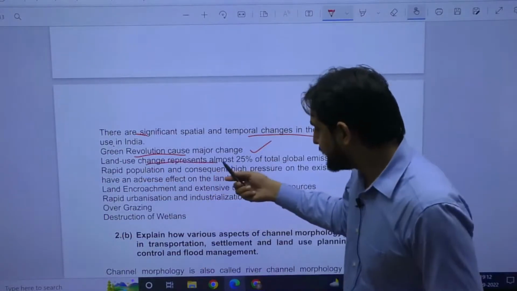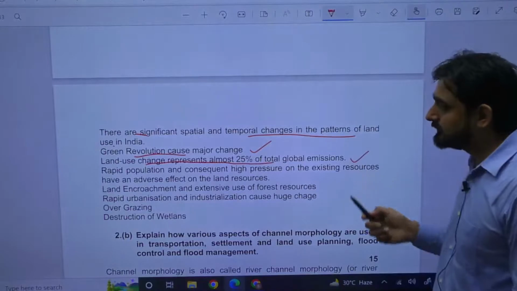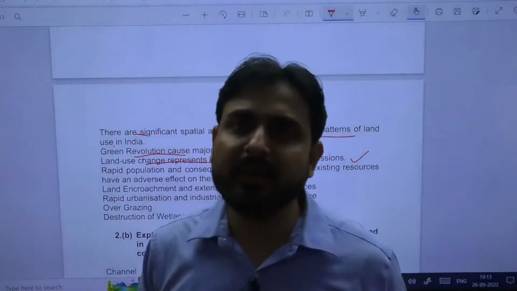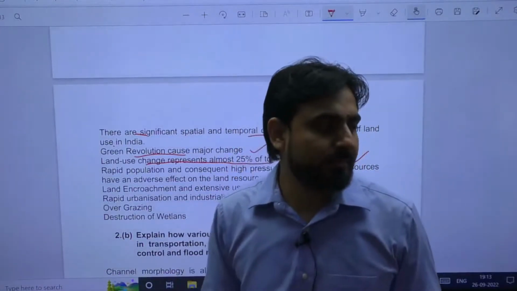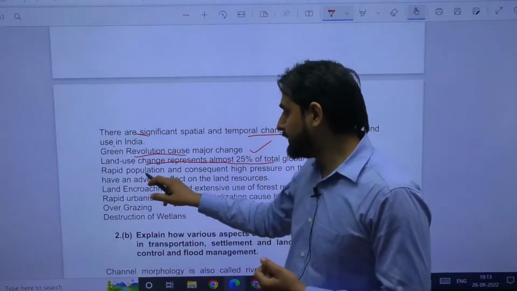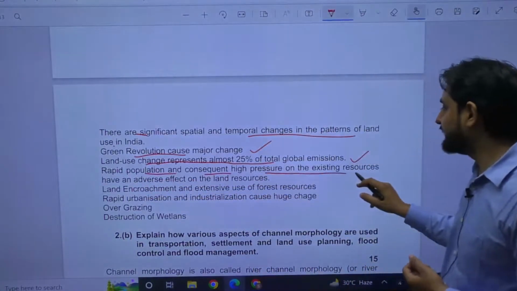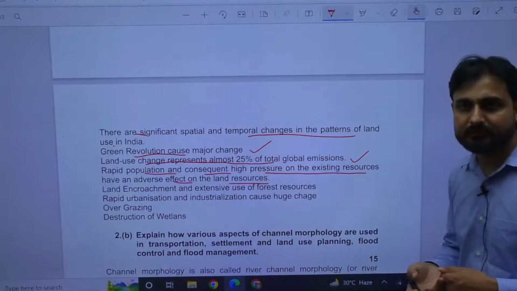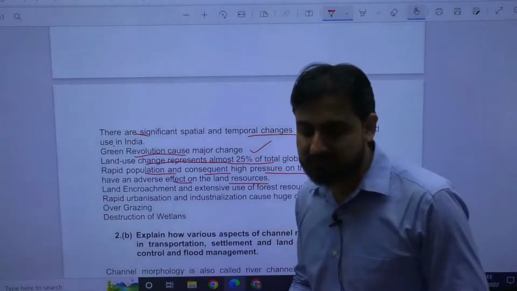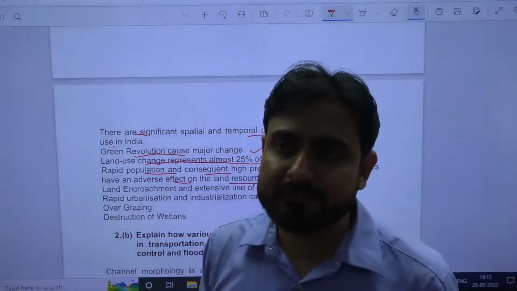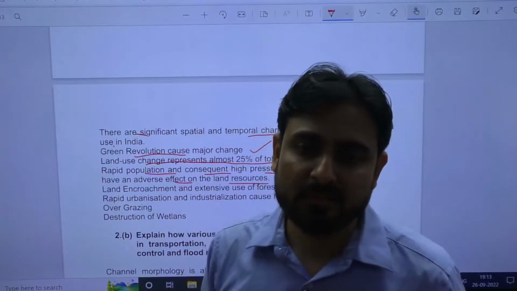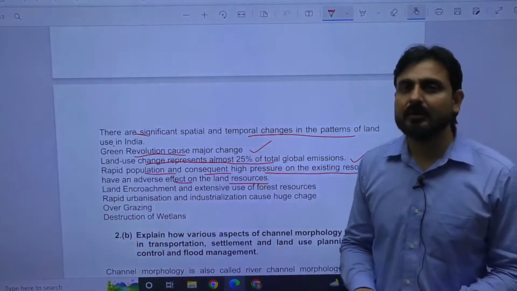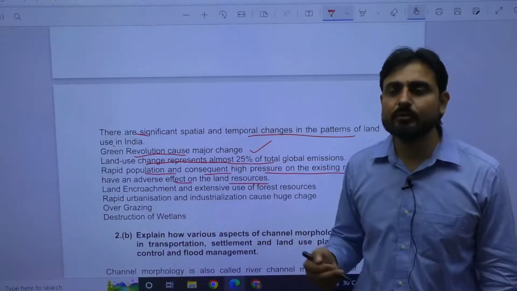Land use change represents almost 25% of total global emission. More and more emission we are creating by changing the land use pattern. Further, rapid population and consequent high pressure on existing resources have an adverse effect on the land resources, as we know that to match the requirement of more and more population, more and more modernization, more and more economic growth and development, we are degrading, we are changing the land use pattern.